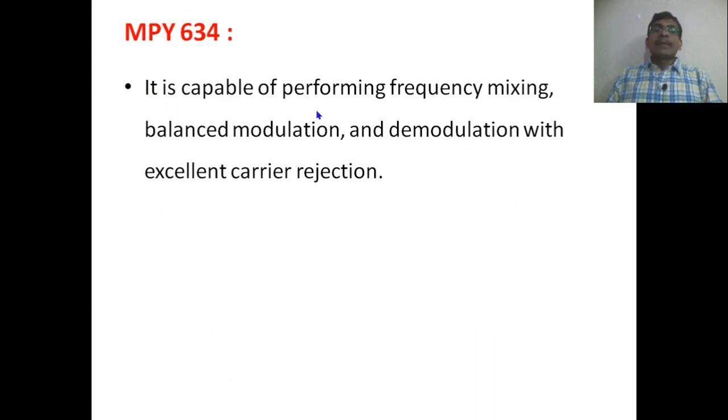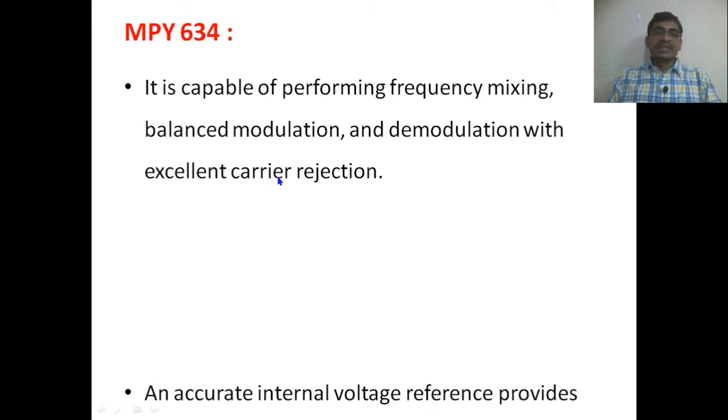It is capable of performing frequency mixing, and balanced modulation and demodulation with excellent carrier rejection. We can also use the MPY634 for demodulation purposes like FM and AM frequencies.